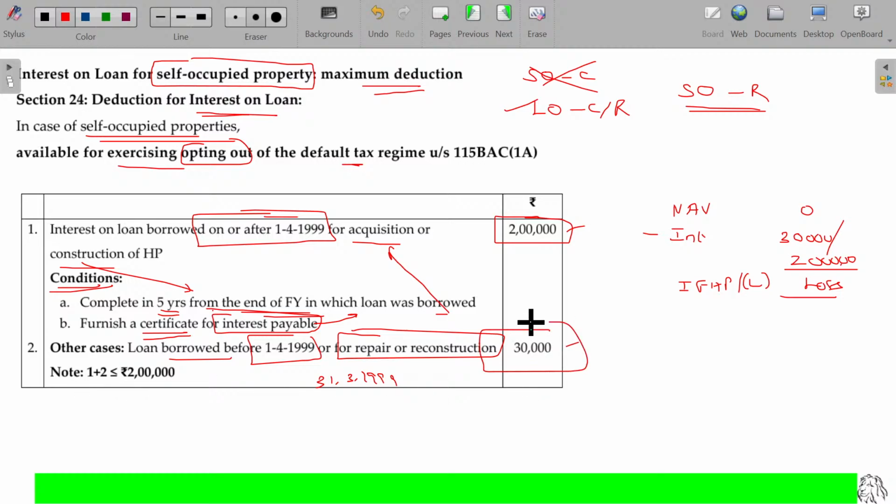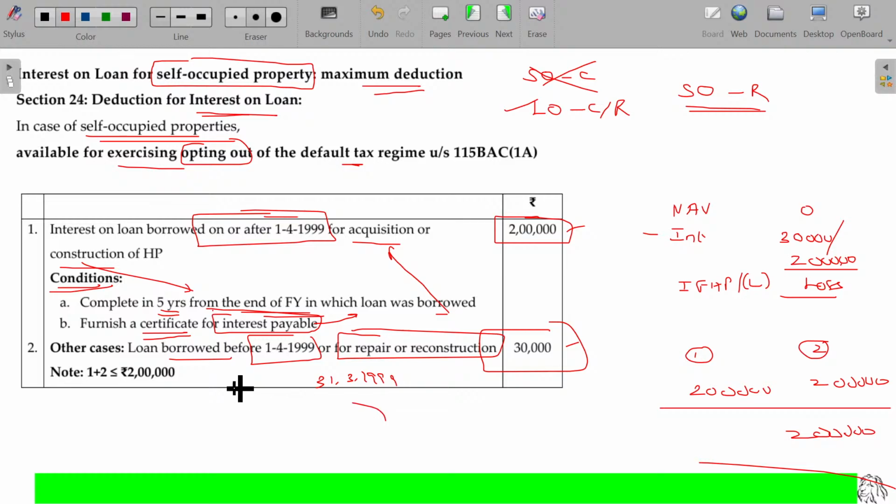How many house properties can you occupy for self purpose? Two house properties you can hold for self-occupancy, but with both put together, the maximum deduction is only 2 lakhs, not beyond that. For residential house property number 1, maximum interest can be 2 lakhs. For residential house property number 2, you can also claim 2 lakhs. But collectively, the maximum amount you can claim is only 2 lakhs. Is that clear? The maximum ceiling is 2 lakhs.